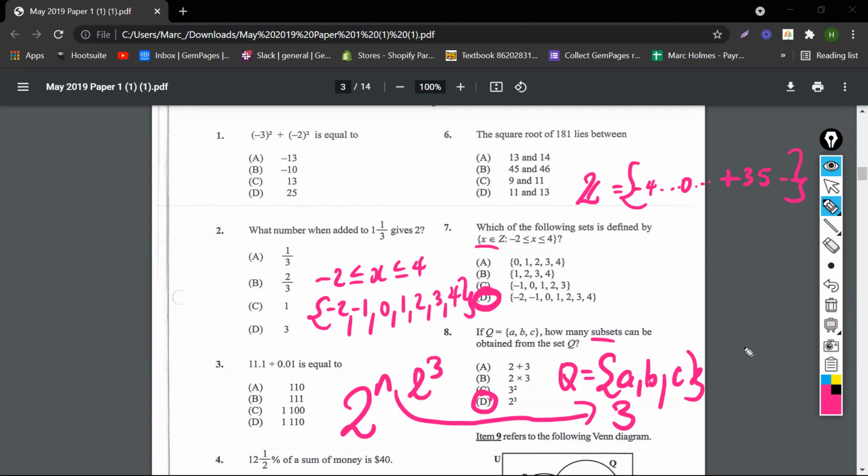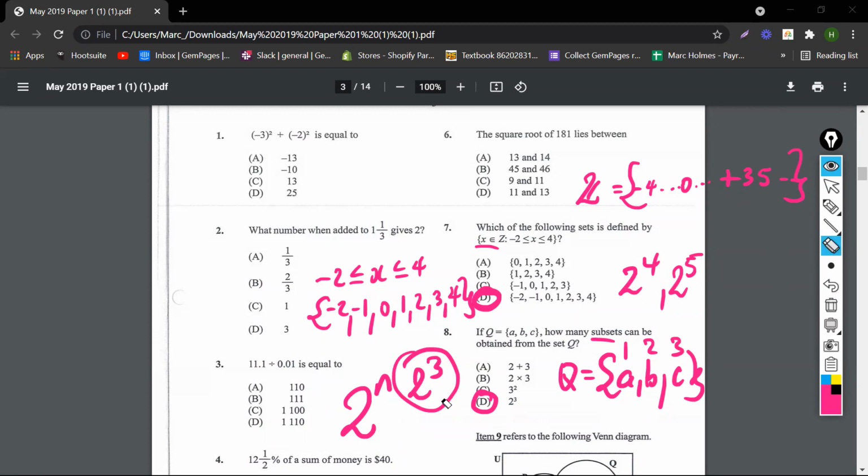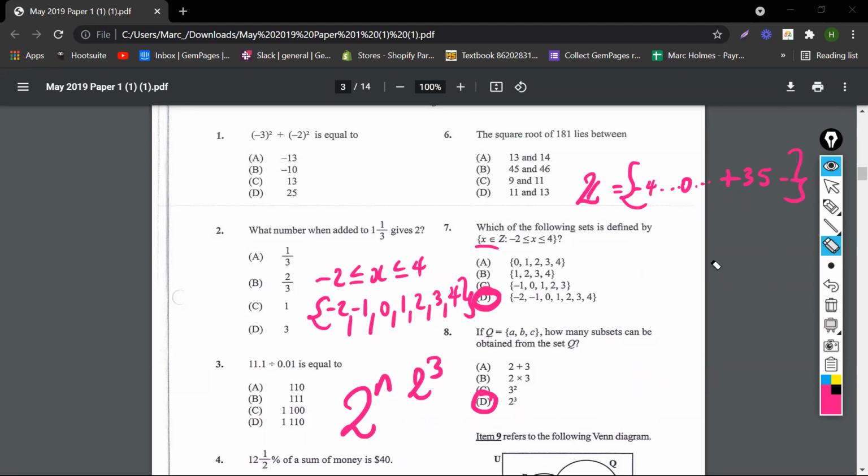Cool. If there were 4 elements in the set, guys, it would be 2 to the 4. If it was 5 elements in the set, it would be 2 to the 5. But this is definitely the formula for subsets, guys: 2 to the n, where n is the number of elements in the set. In this case, it's clearly 3 elements, A, B, C, 1, 2, 3. So the answer is 2 to the 3. Cool. I think this is an easy question.